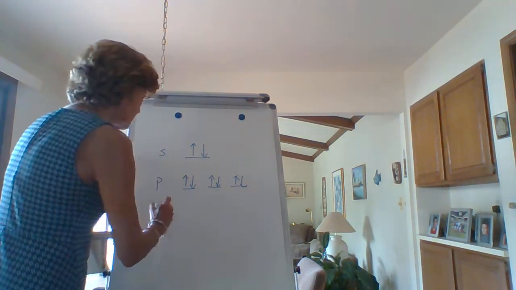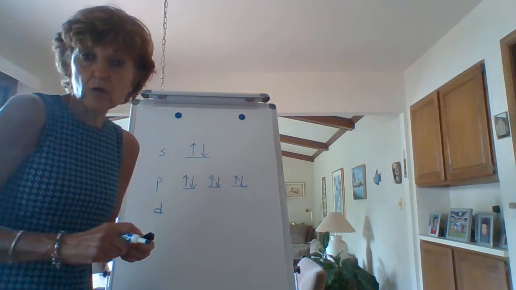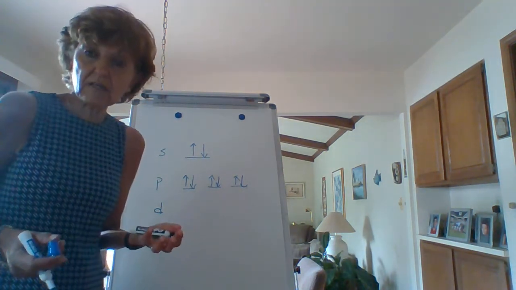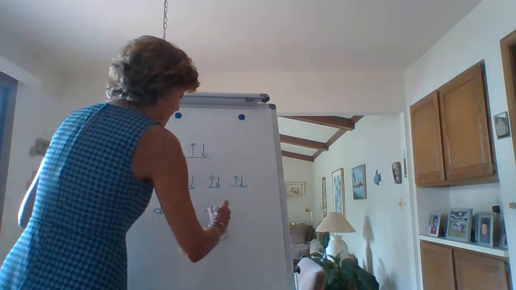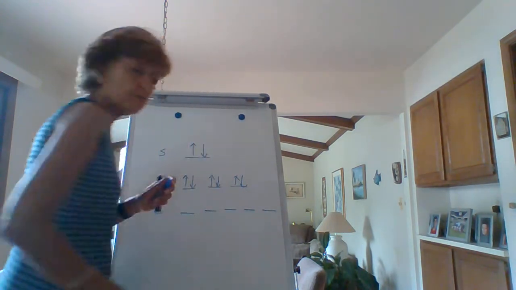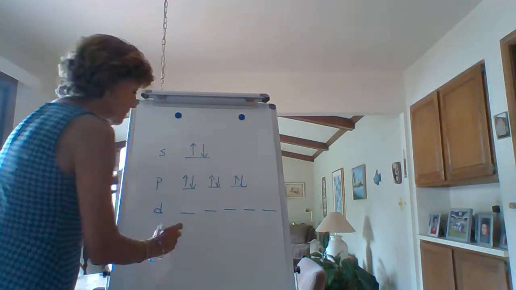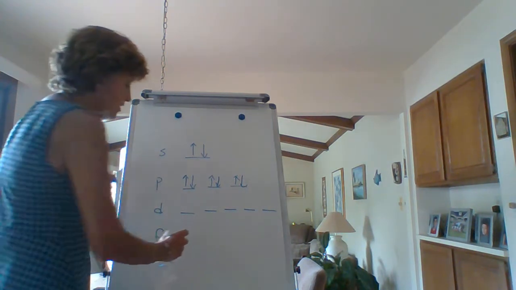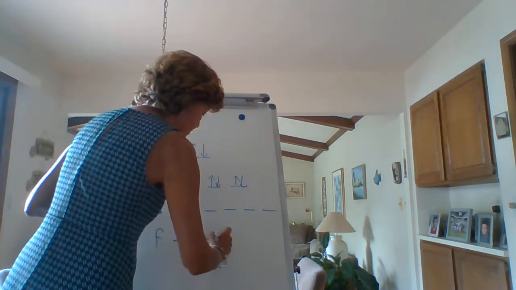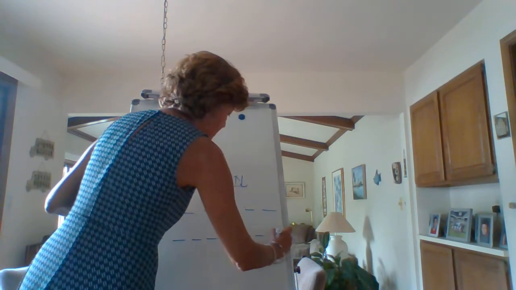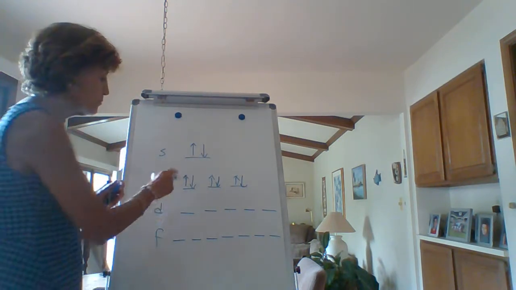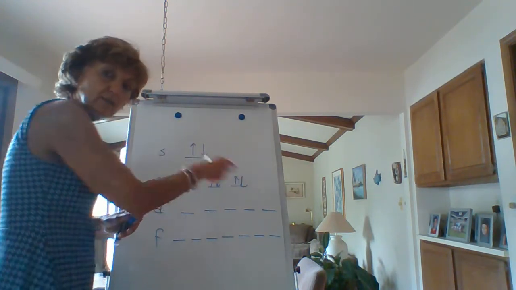All right, D has how many orbitals? Remember, D has a maximum of 10 electrons, so therefore it would have 5 orbitals. And F, maximum of 14 electrons, it would have 1, 2, 3, 4, 5, 6, 7 orbitals. Again, you're going to go single, single, single, single, and then double, double, double.